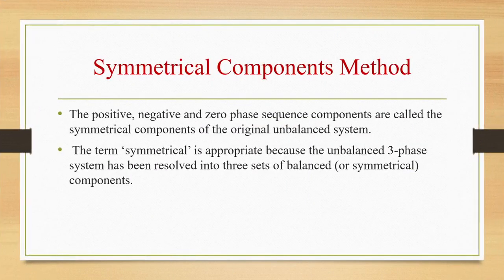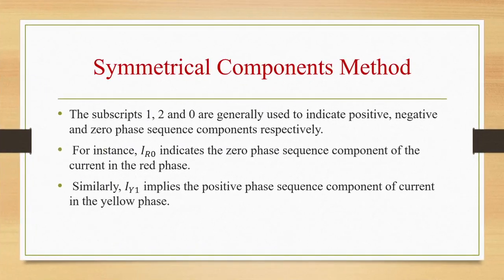Positive, negative and zero phase sequence components are called symmetrical components of the original unbalanced system, and the term symmetrical is appropriate because the unbalanced three-phase system has been resolved into three sets of balanced components. Subscripts 1, 2 and 0 are generally used to indicate positive, negative and zero sequence components respectively. So subscript 1 is for positive sequence components, subscript 2 for negative sequence components, and subscript 0 for zero sequence components.